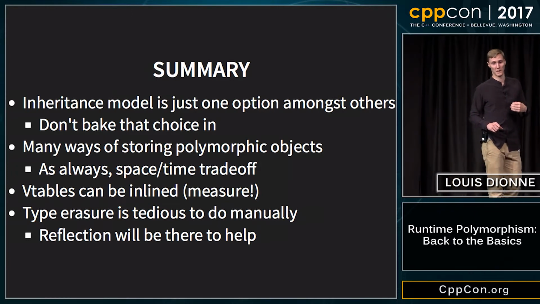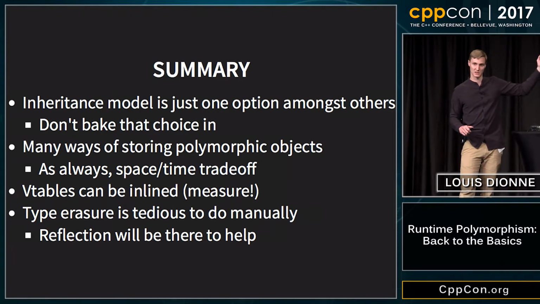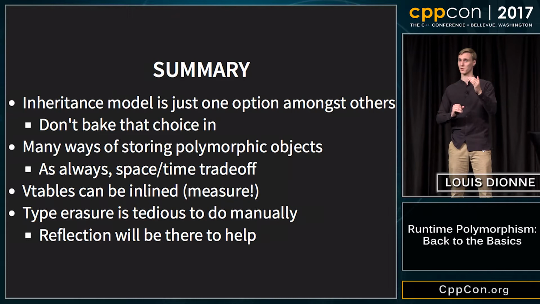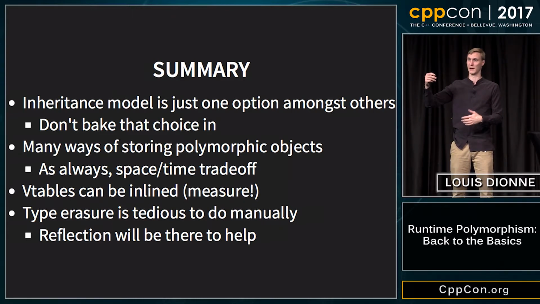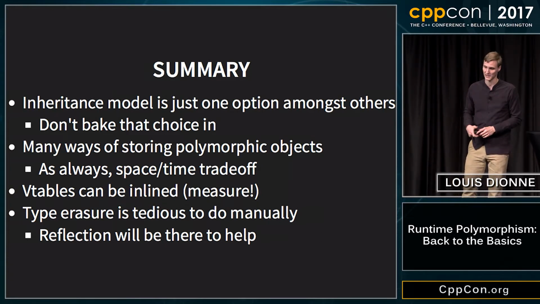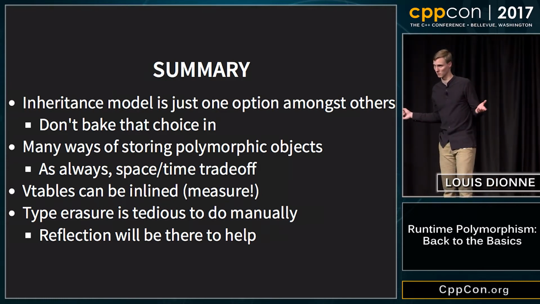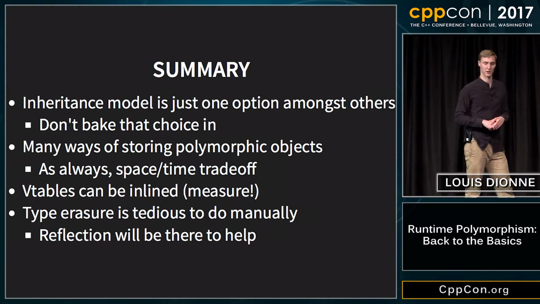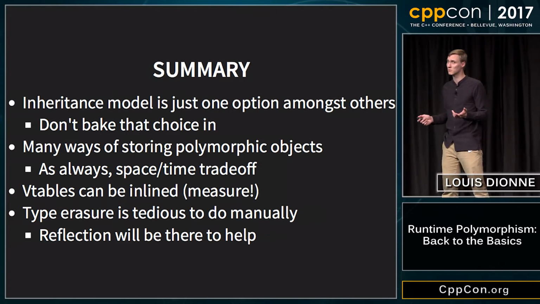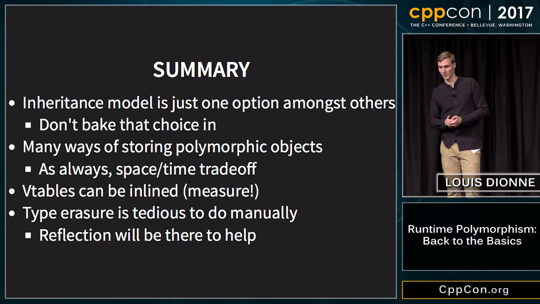It has many drawbacks. And you may not want to actually bake that specific design choice in your program. You can avoid doing this by using type erasure, basically creating your wrapper, your vehicle wrapper, and hiding how your polymorphism is implemented in that class. There's many ways of storing polymorphic objects. We looked at a few of those. It's always a space-time trade-off. The vtables can be inlined. It's not clear that it's a gain, but it may be. You just want to measure at this point, but it still is an interesting thought experiment, I think.